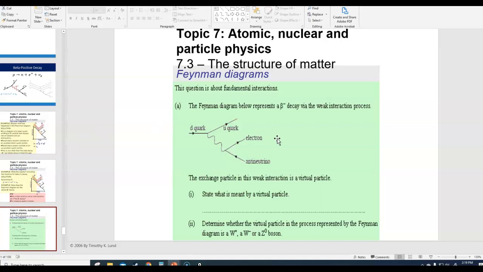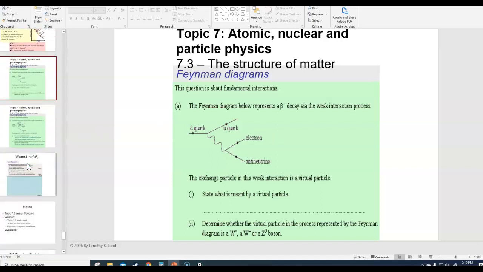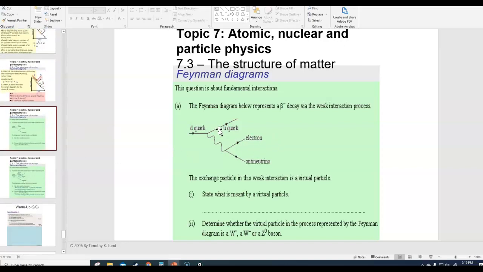And just to show you one more example, it says the Feynman diagram below represents a beta minus decay via the weak interaction. This is actually from a past IB exam. And it says the exchange particle in this weak interaction is a virtual particle. State what is meant by a virtual particle. We'll come back to that question in just a second. But the second question says determine whether the virtual particle in the process represented by the Feynman diagram is a W+, W-, or a Z0.